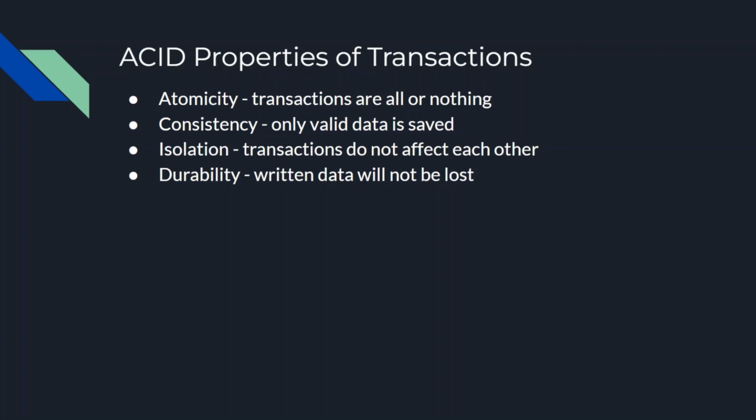Consistency. Only valid data is saved. Any transaction that violates the defined constraints will be rolled back, preventing invalid data from being stored. Isolation. Transactions do not affect each other. Each transaction is isolated from others, ensuring that they don't interfere with each other's operations. Durability. Written data will not be lost. Once a transaction is committed, its changes are permanent and survive any subsequent failures.